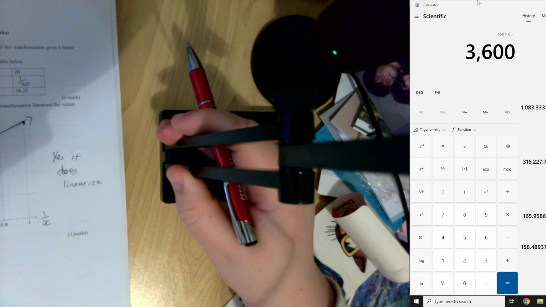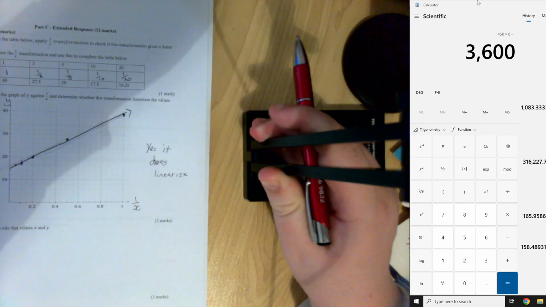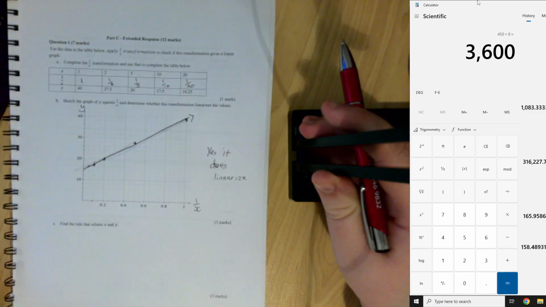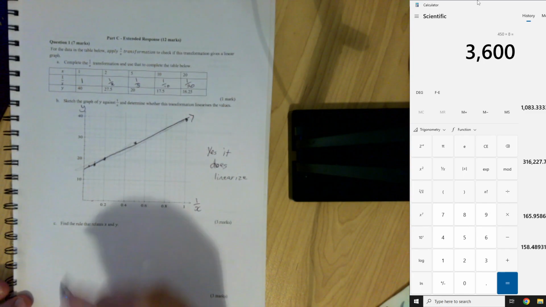Find the rule that relates to, oh God's sake. Alright, find the rule that relates to x and y. I gotta get better at not knocking this camera. Alright.